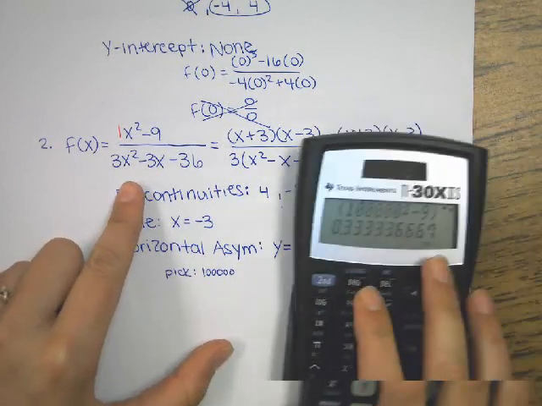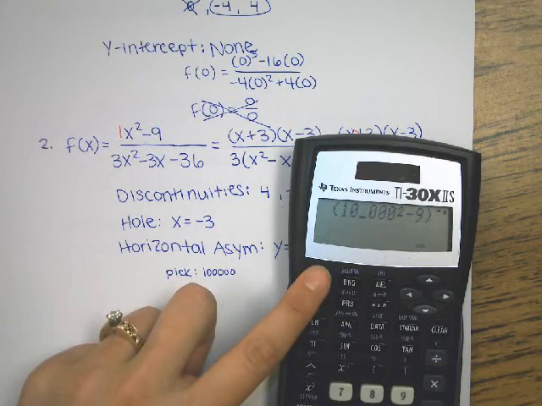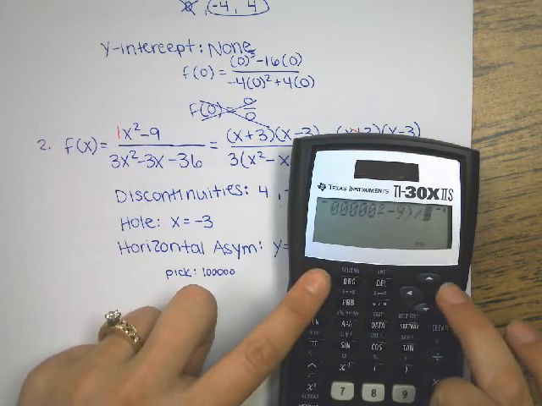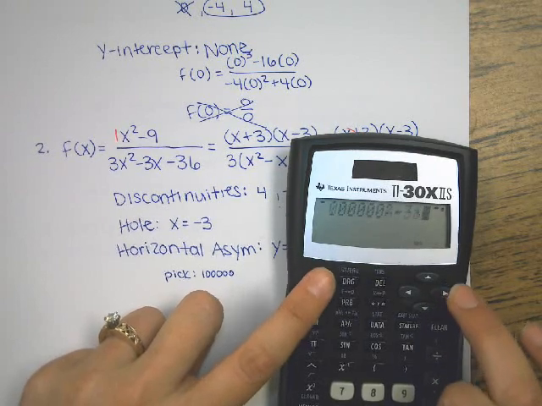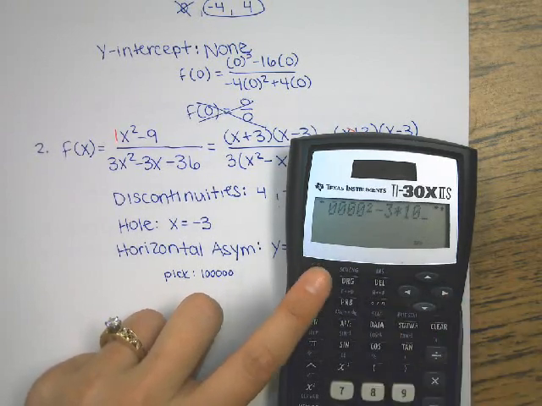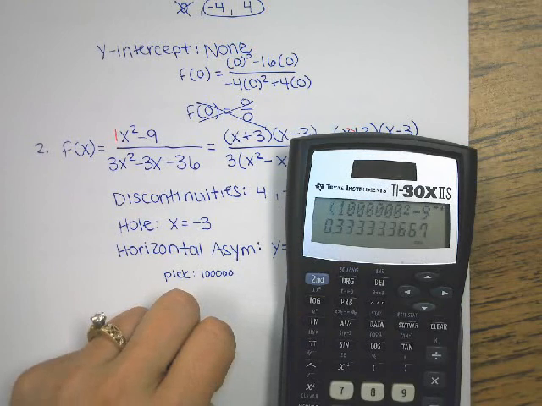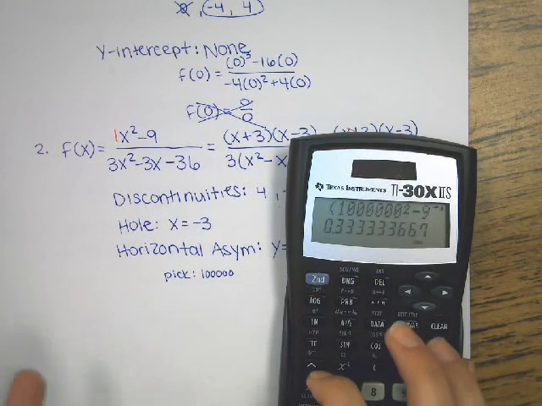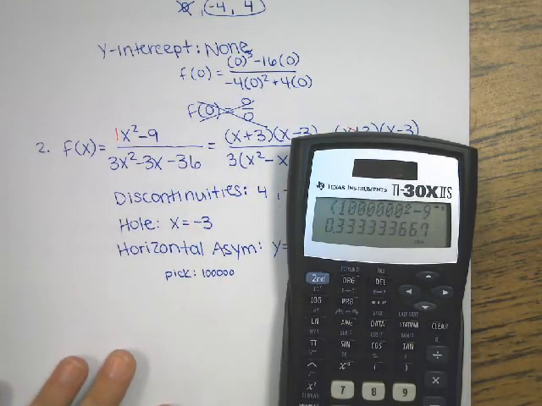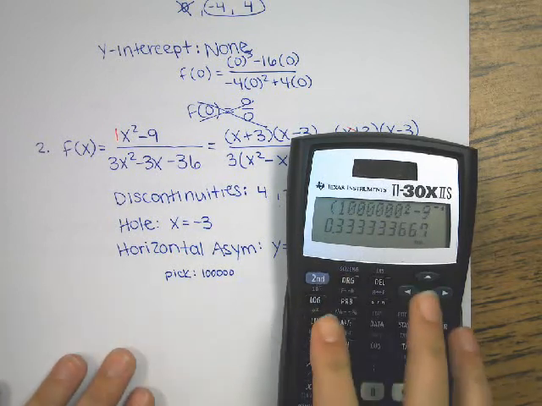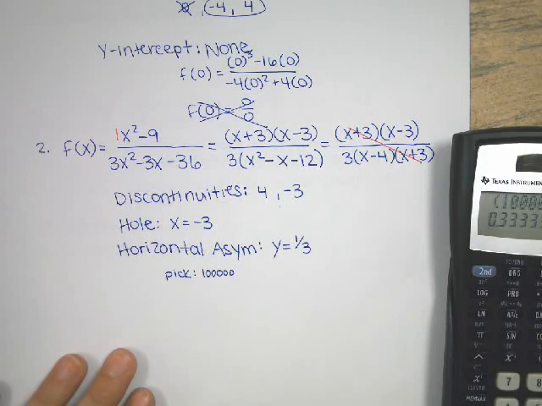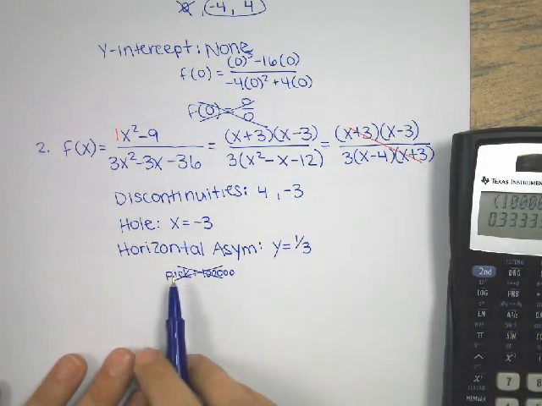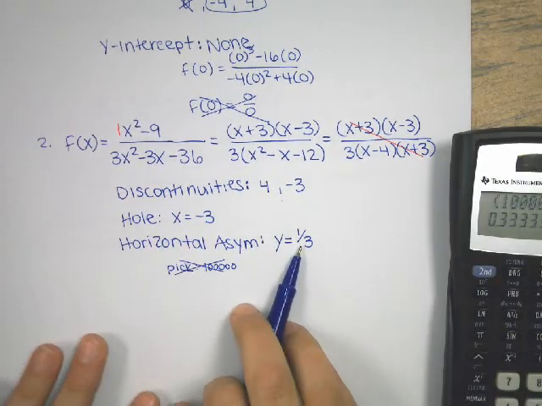And if you pick a bigger number, you're probably going to get even closer. So if I put an extra 0 there and an extra 0 here, now I'm using a million. Look at that. We're super, super close to 1/3. So that's a way to, instead of memorizing the rules, kind of know the rules, but then use your calculator to double check. Okay. So this has a horizontal asymptote, it's 1/3. As x gets bigger, it's going to approach this value, 1/3.